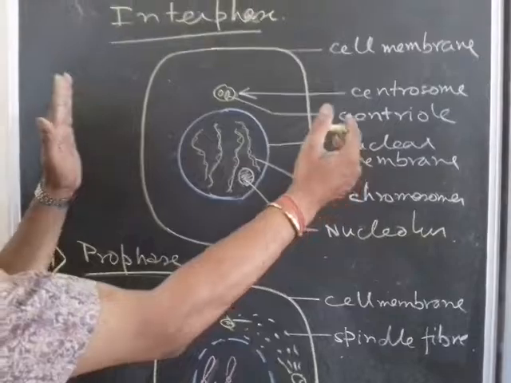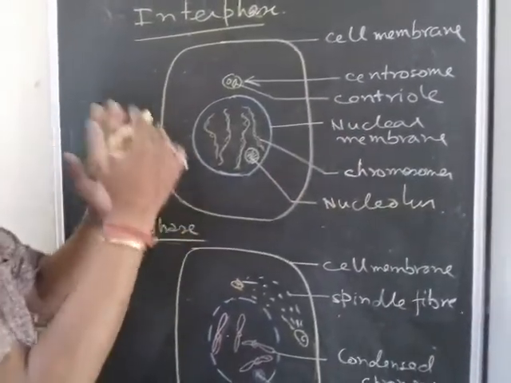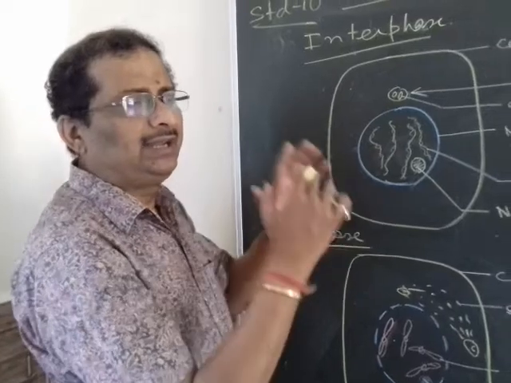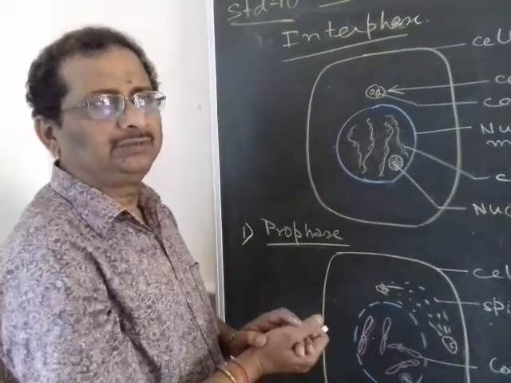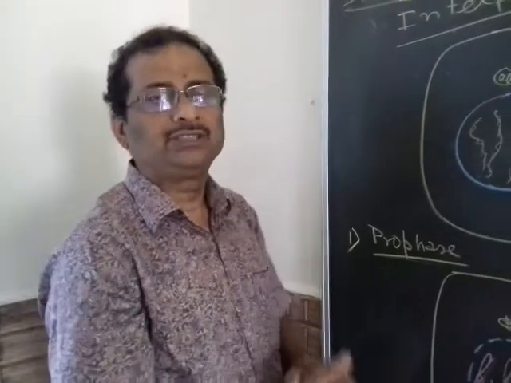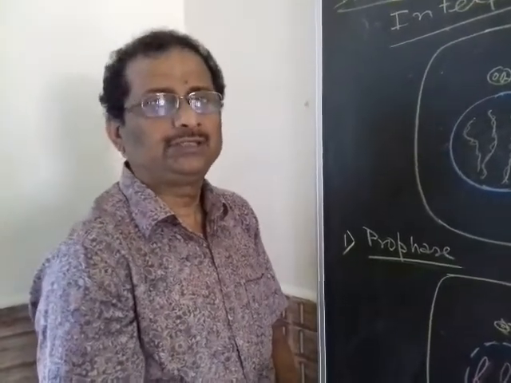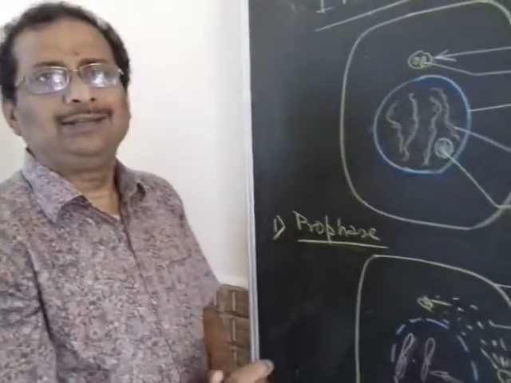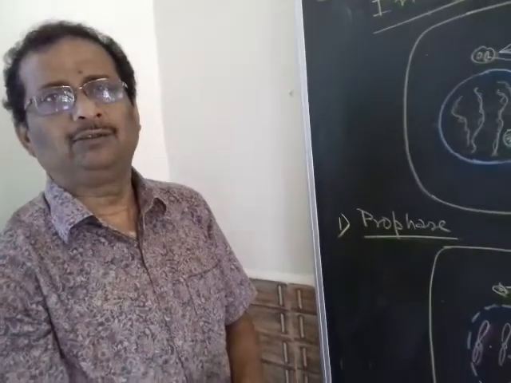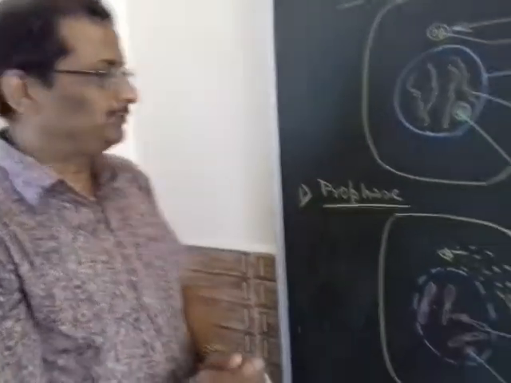This is interphase, because interphase is divided into G1 phase, S phase and G2 phase, where generally the replication of the DNA takes place, RNA formation and various types of protein formation takes place, and doubling of the chromosomal material. No increase in the chromosome number, but doubling of the chromosomal material takes place.